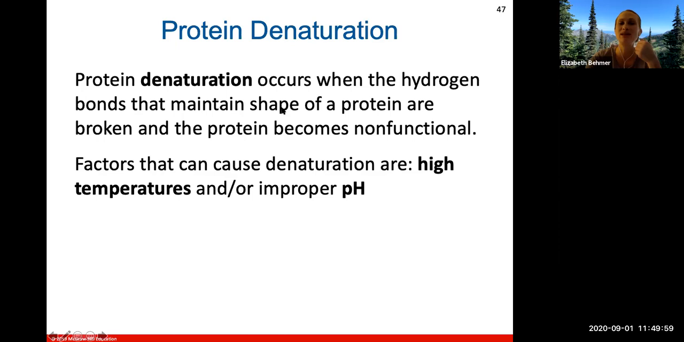And proteins can be denatured by high temperatures or improper pH levels. So too acidic, too basic, anything that would be out of the normal pH for it to function, that would cause it to be denatured. And denaturing would just break the bonds that hold the protein together, and it would become non-functional. So that's what denaturing means.